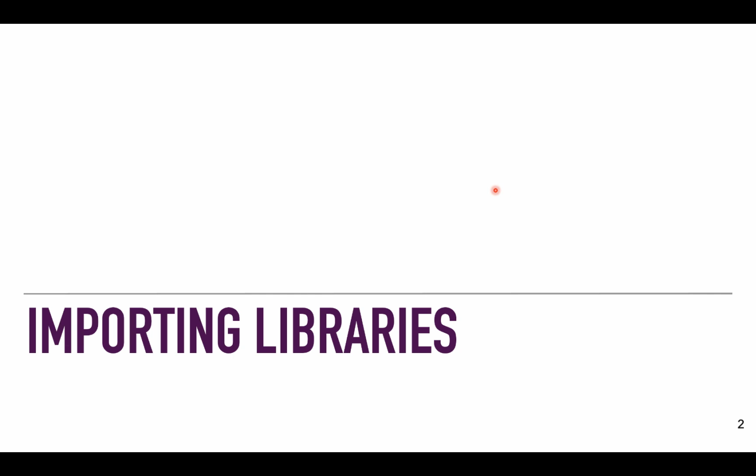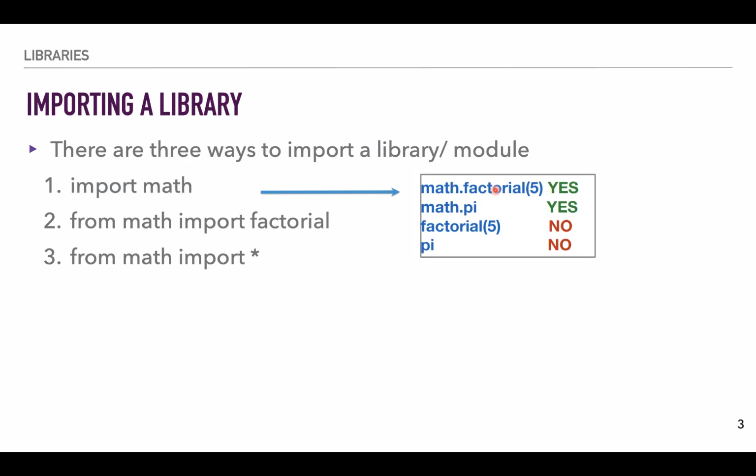Python comes with a number of useful libraries that we may want to import and use at some point. There are three ways to import a library. First, import library name, math in this example. Here, we import the header but not the content.